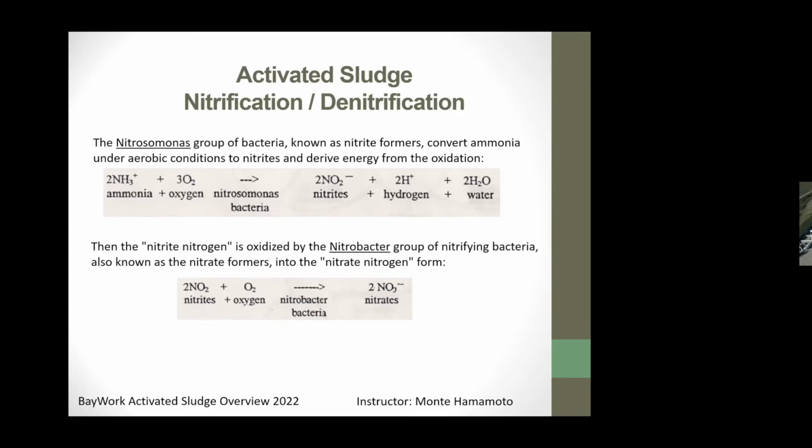And that's the first half of nitrification. The second half is you have another bacteria that's a little more slow growing, a little more sensitive, and it's called Nitrobacter. Nitrobacter will take the nitrite and oxidize it to nitrate. So it's two different types of bacteria that are doing that work for you in a conventional nitrification process.